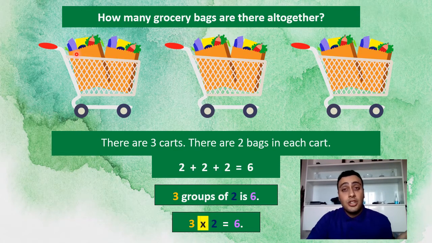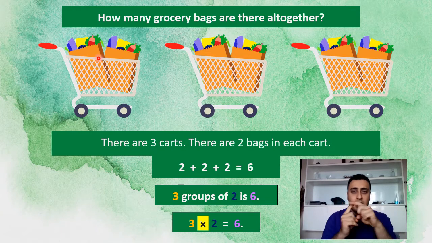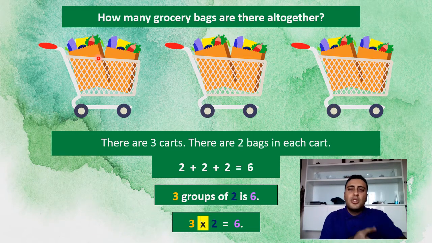So we can look at each cart as one group, right? One group. And in one group, how many items do we have? 2. Okay, so if I ask you, how many grocery bags do we have all together? You're gonna think about addition again, right? You're gonna say 2 plus 2 plus 2, which is correct. The answer is 6. But you just wasted your time. 2 plus 2 plus 2 equals 6. Oh, too long. So we use multiplication.